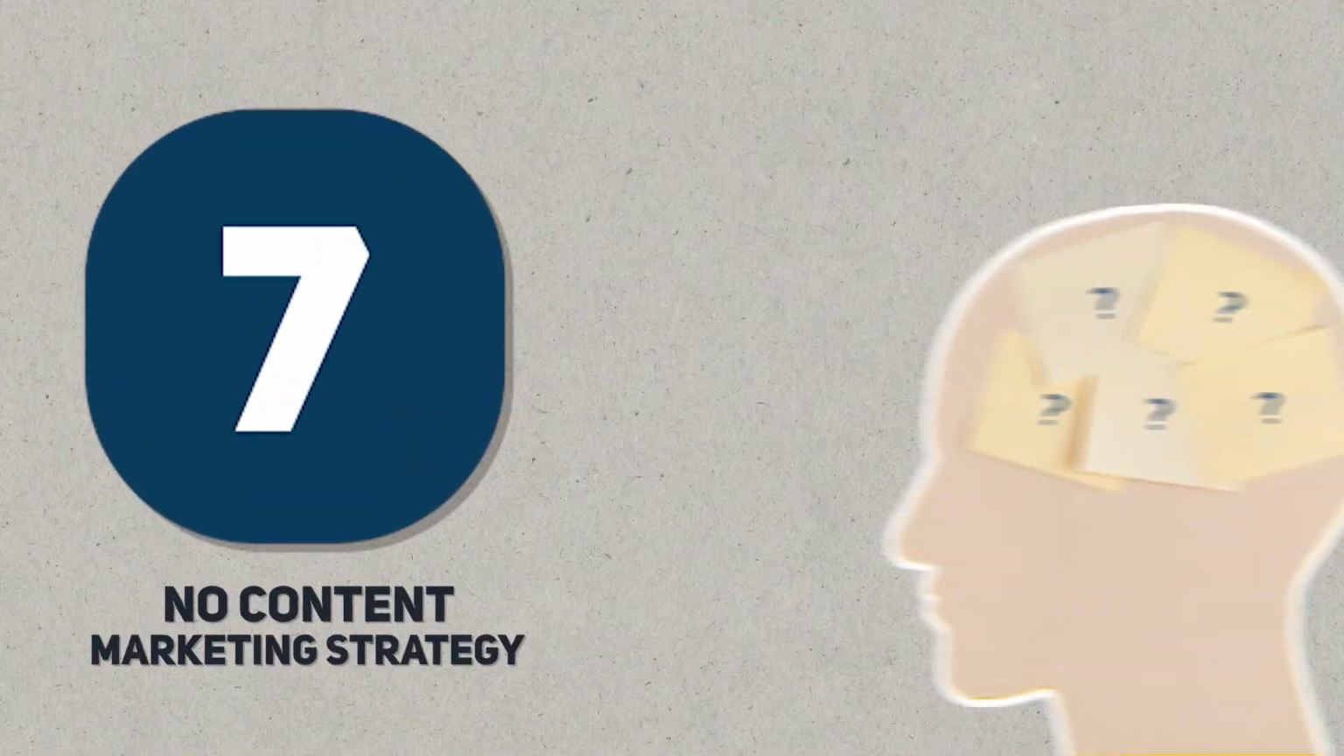Number 7, no content marketing strategy. And this is another thing. When you're developing your marketing plan, you need to have a content marketing strategy that not only extends to your website, but everything else. Remember, the content is the heart of everything you do for marketing. It is the strategy, because without content, you don't have marketing.